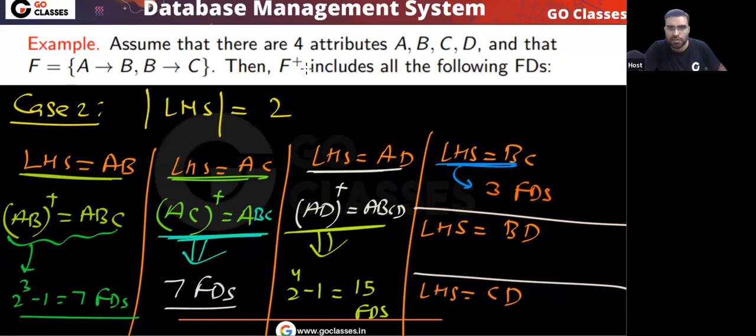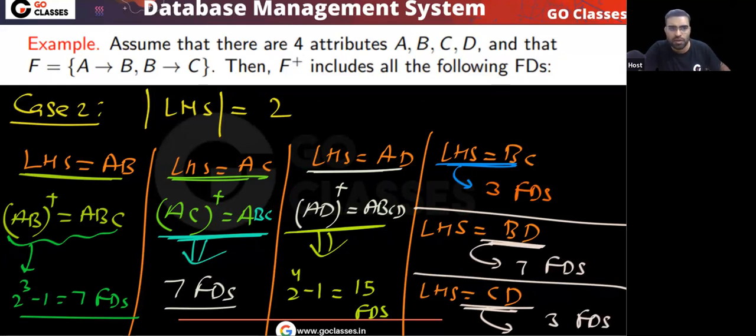Okay. Next, what about this? BD closure is BCD. So that will be 7 FDs. Very simple. Now tell me about here. CD closure is CD. So I get 3 FDs here. Yes or no? This is your case 2. So how many FDs has case 2 given to you? Tell me. Do the total.